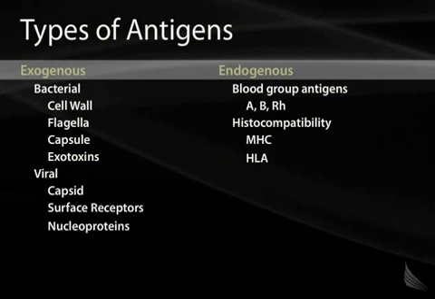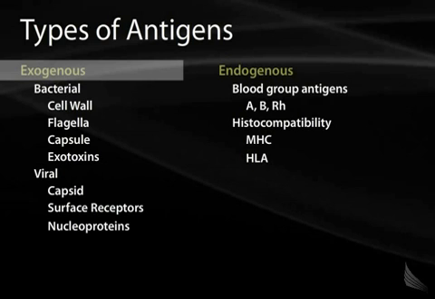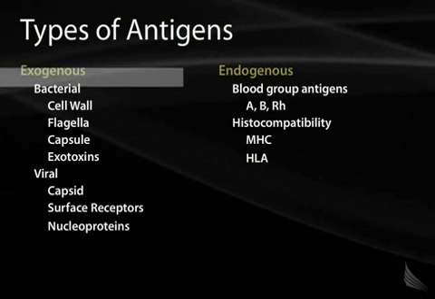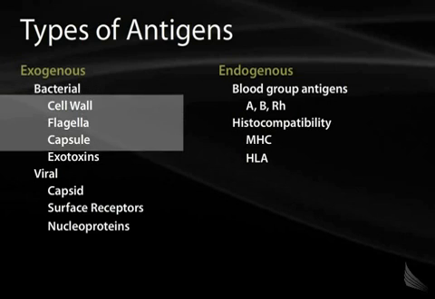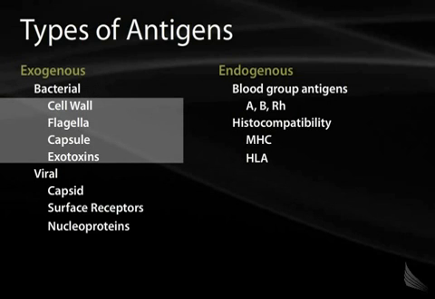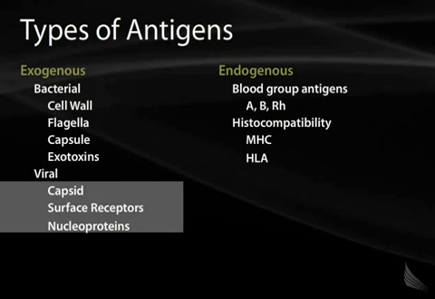So different types of antigens that your body is exposed to. We can break this down into exogenous as well as endogenous antigens. Exogenous antigens are what you typically think of when you think about an immune response: something from a bacteria, something in its cell wall, in its flagella, in its capsule, maybe an exotoxin, things that are foreign. Also viral capsid proteins, surface receptors, nucleoproteins, things that you expect your body to respond to in order to fight off these sicknesses.